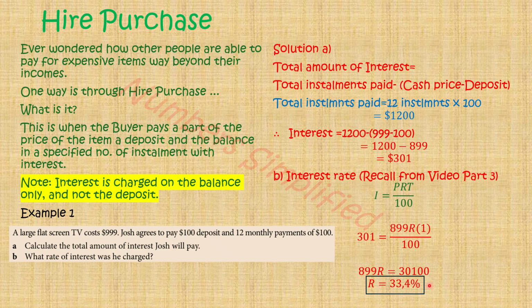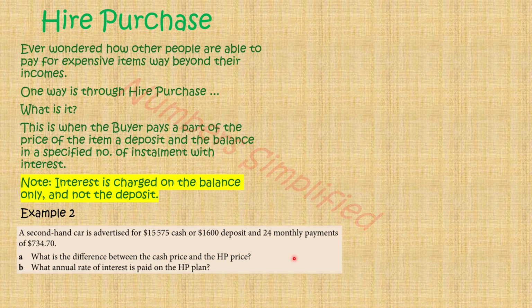Great then. So we are going to look at the second question. Question number 2. A second-hand car is advertised for $15,575 in cash, or a $1,600 deposit and 24 monthly payments of $734.70. What is the difference between the cash price and the hire purchase price?